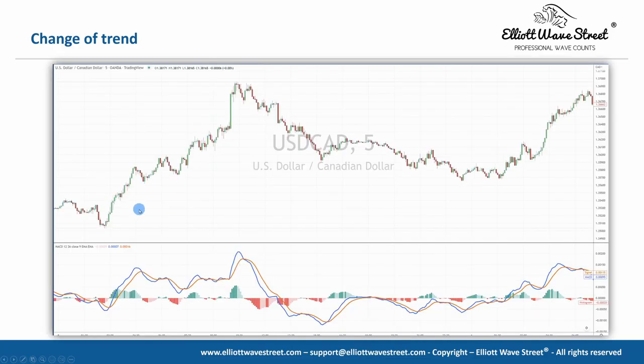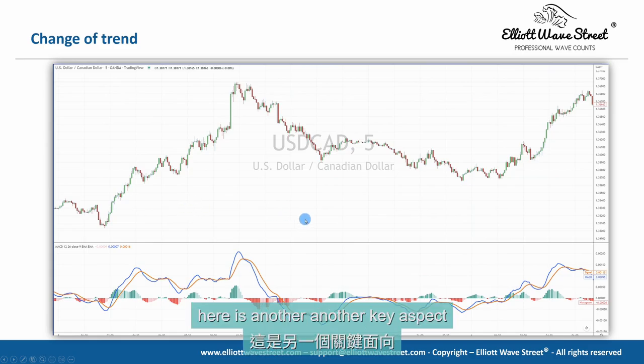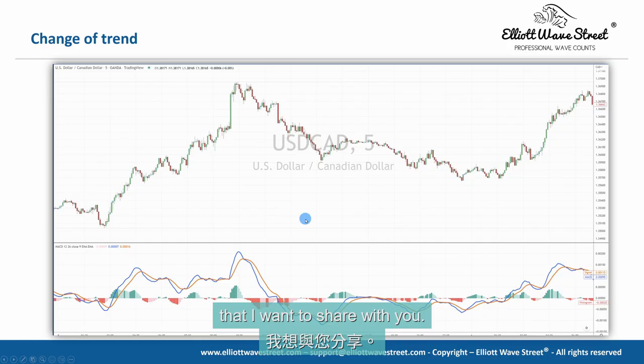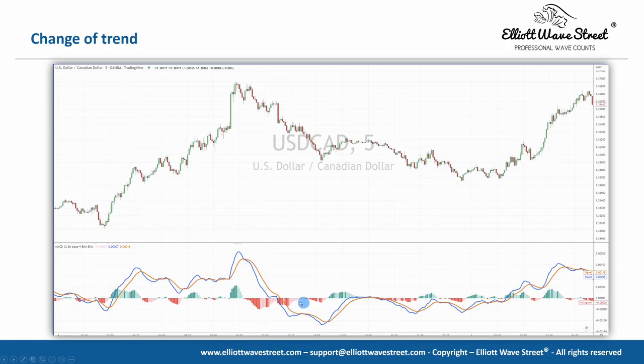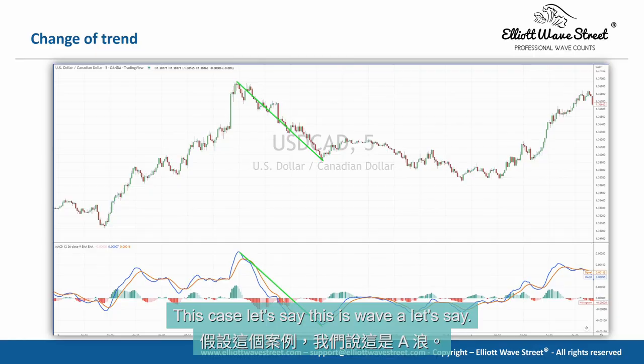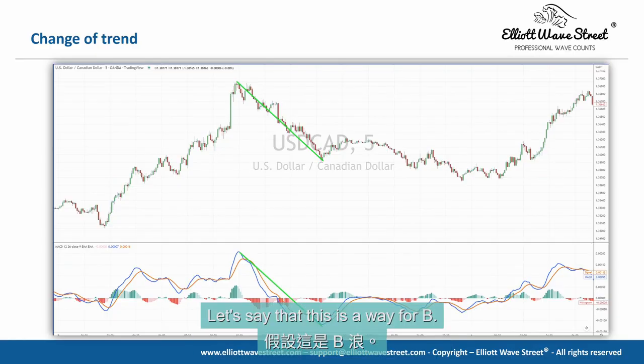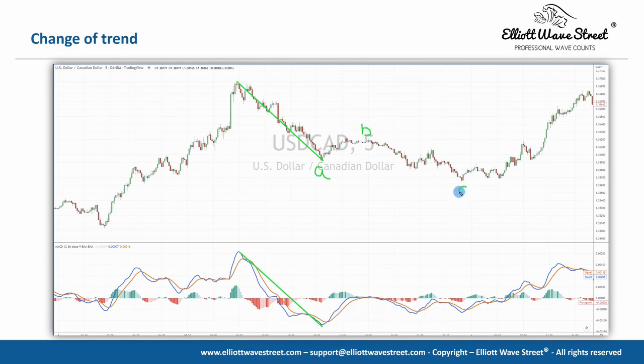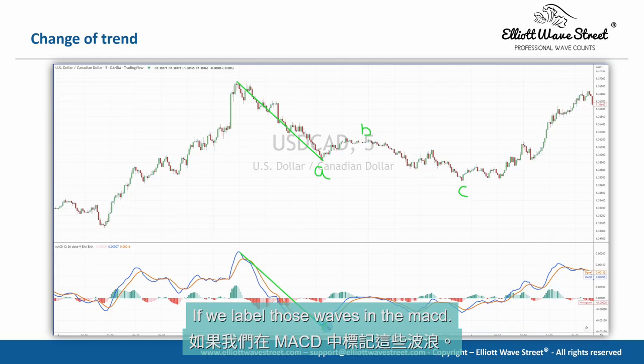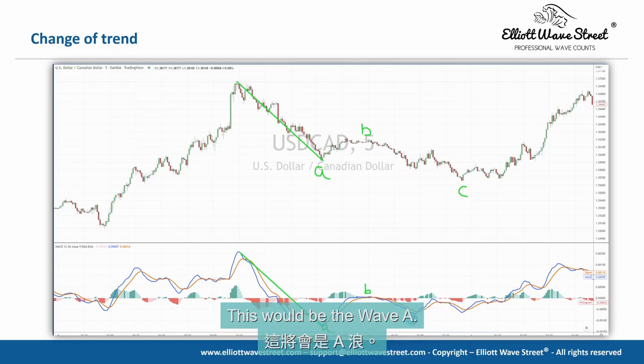All right, so here is another key aspect that I want to share with you, and is when we have the wave on the MACD. In this case, let's say this is wave A. Let's say that this is wave B, and let's say that this is wave C. If we label those waves in the MACD, this will be the wave A, this will be the wave B, and this will be the wave C, right?